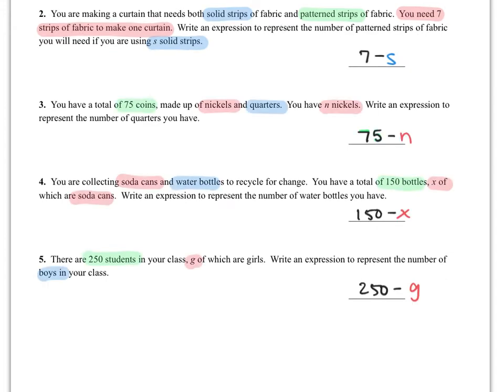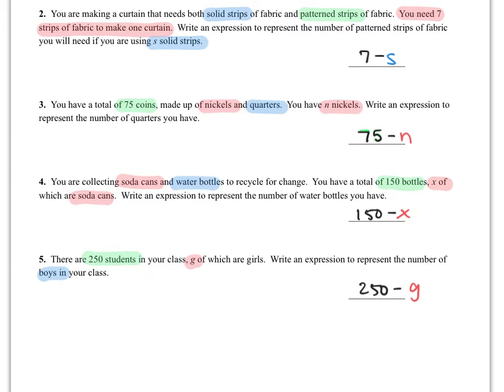So on number 3, we have a total of 75 coins, and 2 things are making up that total, the number of nickels and the number of quarters, and it assigns the variable for us, N for nickels. So again, it would be easy to say, well, let me use Q for quarters, but we're trying to avoid that. We're working with one variable. So the way I would find the number of quarters is I would do the total minus the number of nickels, so 75 minus N.